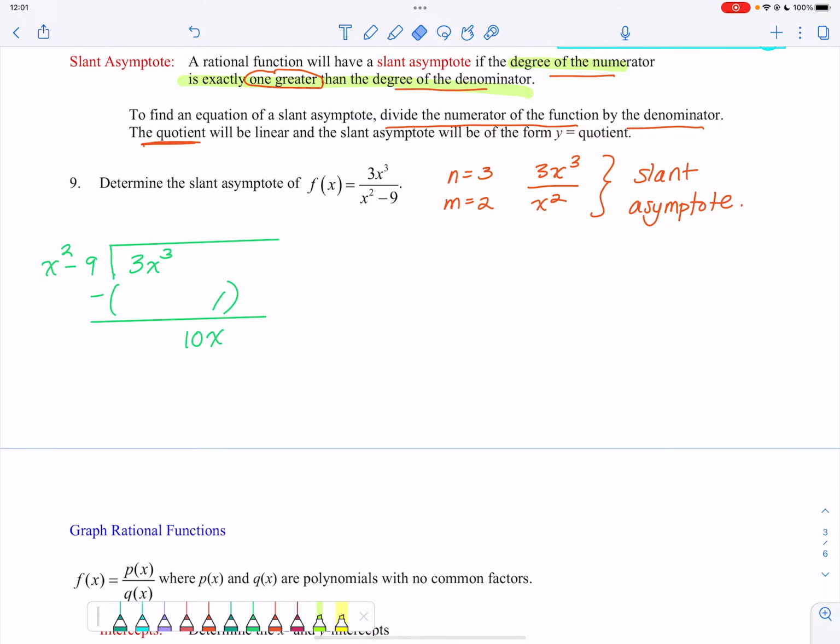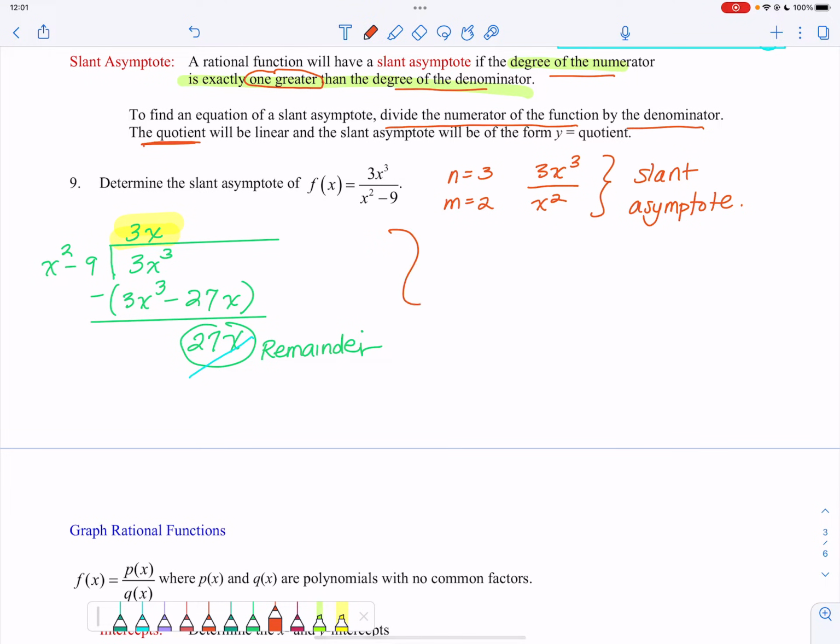Should be a 3x. And we have a 3x cubed minus 27x. And subtracting these, we have a positive 27x. Now this is our remainder, and we don't use or consider this remainder. We only want this 3x.